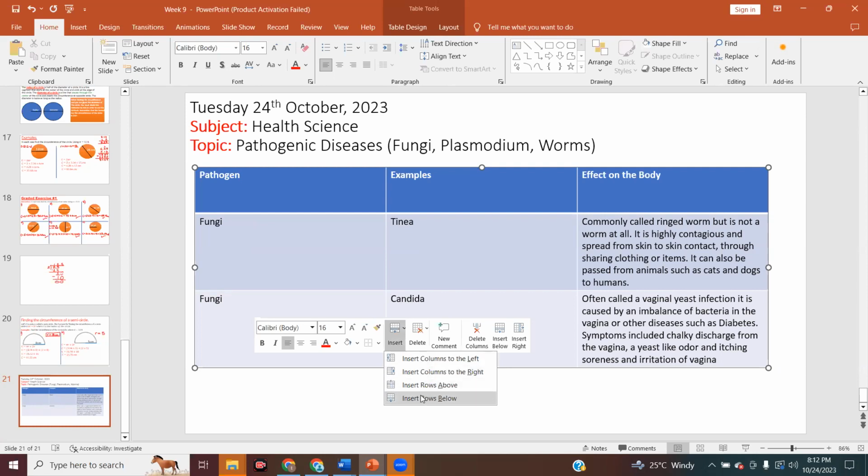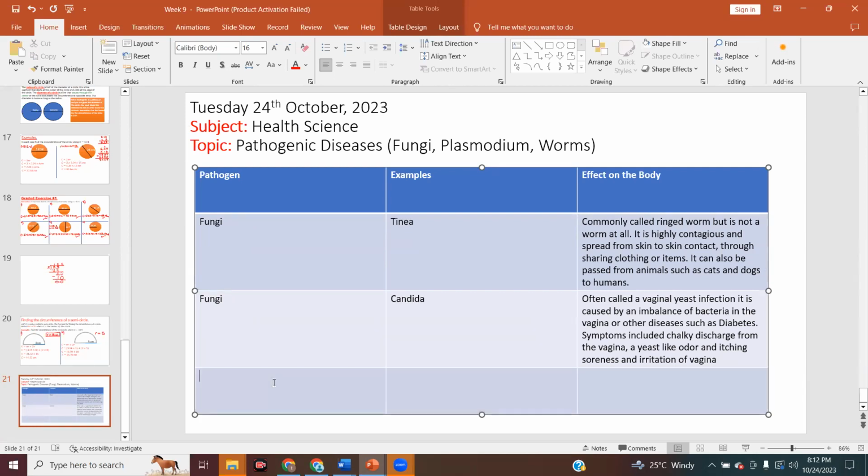All right, so now, next up we have protozoan and plasmodium. So plasmodium is an example of protozoan.